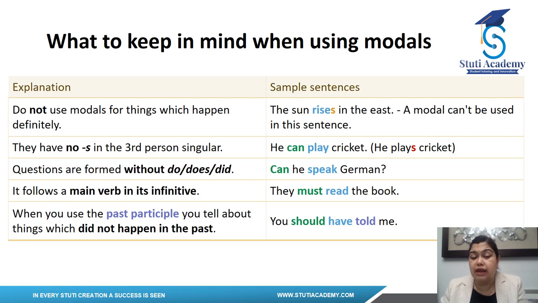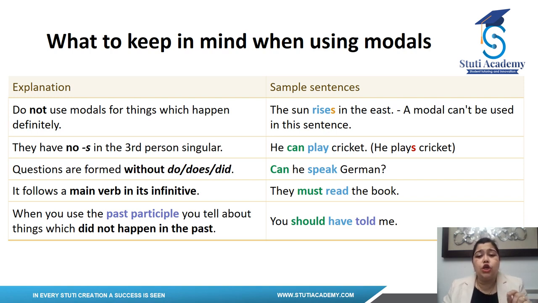A modal verb follows a main verb in its infinitive. When I'm talking about the infinitive, it's an action that is happening and we don't know when it will end. So they must read the book. I'm saying it is required. Reading is an activity that is happening. But right now, I don't know when they will finish the book. So they must read the book. Okay. When you use the past participle, you tell about things which did not happen in the past.